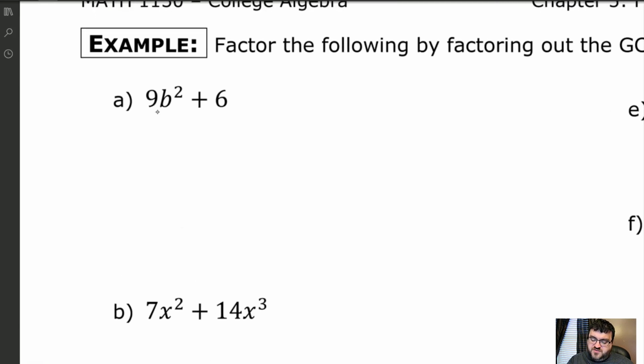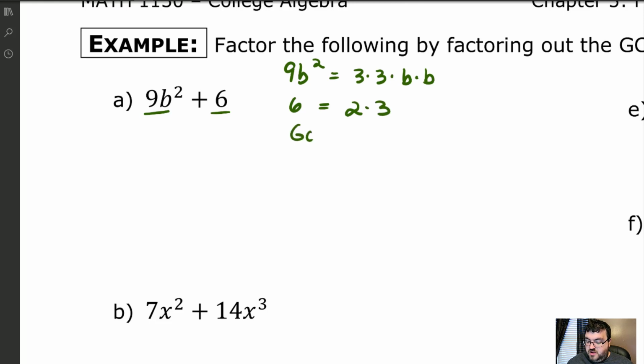If you see right here, this first one has 9b squared and 6. Of course, you can go over on the side and do what we did before, where you break down the 9, break down the 6, and then figure out what the GCF is going to be. The GCF of this: you see that there's going to be a 3 and a 3 in common. So the GCF overall will end up being 3.